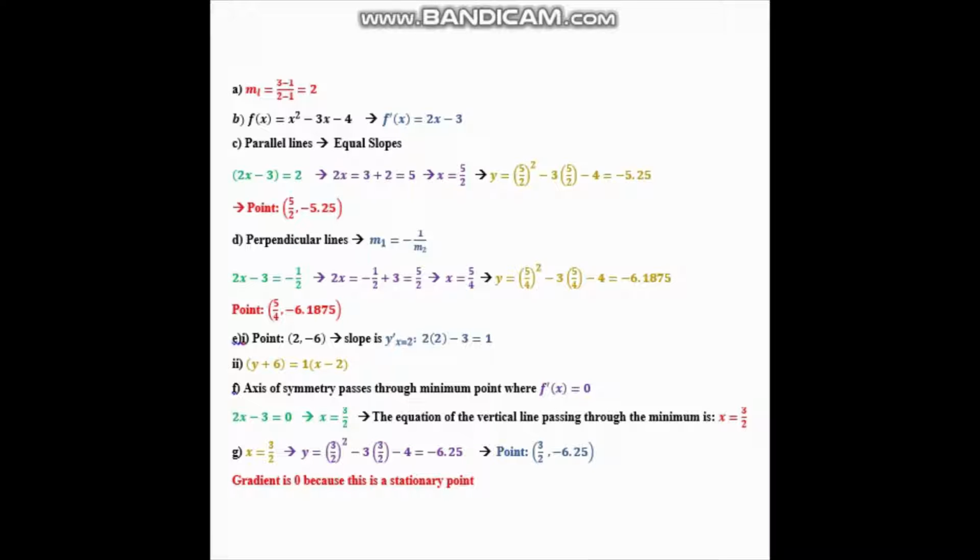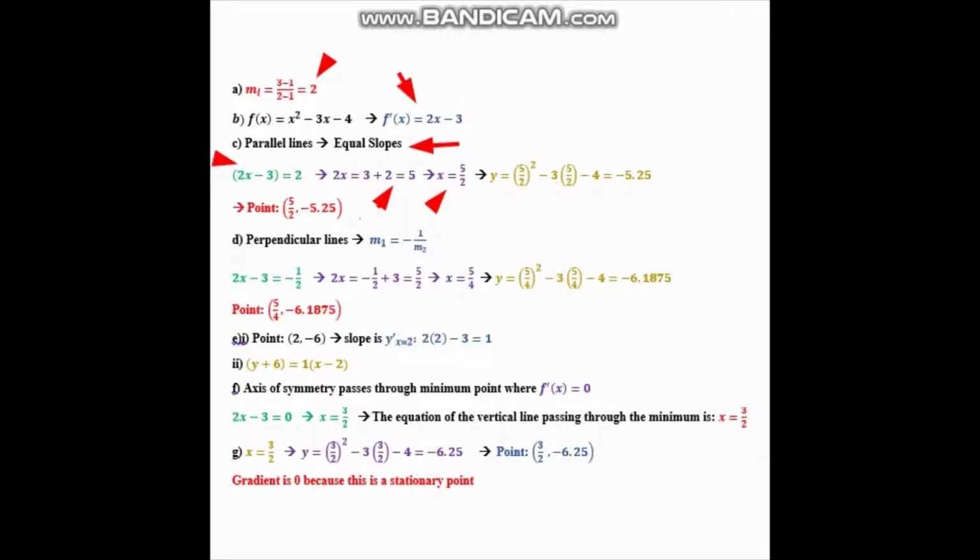So since the lines are parallel, the slopes are equal. Hence the slope of the tangent is 2, like line L. Hence I equate the equation of the slope to 2. So 2x minus 3 shall equal 2. If 2x minus 3 is 2, I do some simplification, some algebra, and I get that x equals 5 over 2.